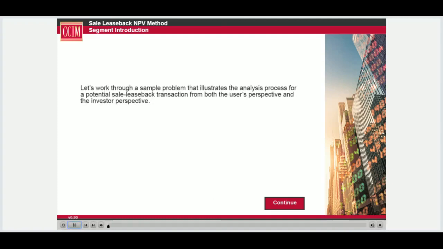Let's work through a sample problem that illustrates the analysis process for a potential sale-leaseback transaction from both the user's perspective and the investor perspective. This segment will start with the NPV method for comparing this user decision, after which we will move on to alternative analyses.